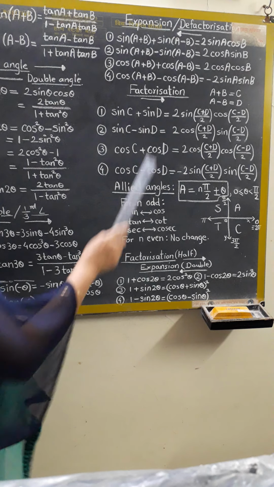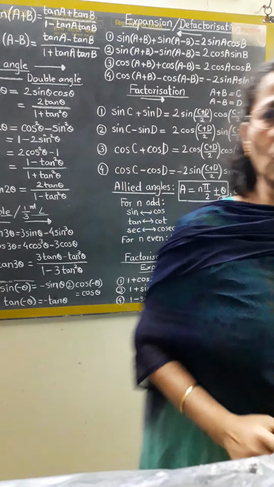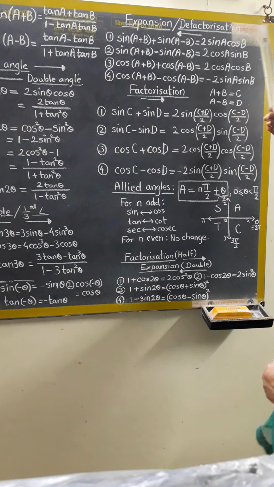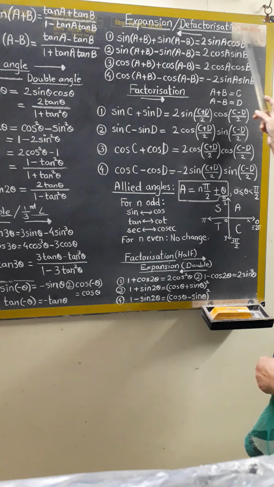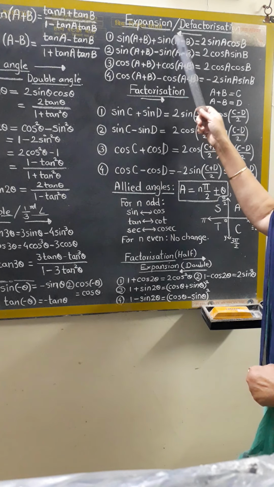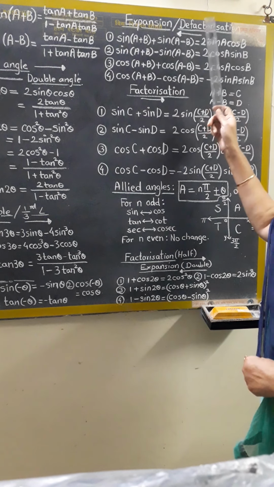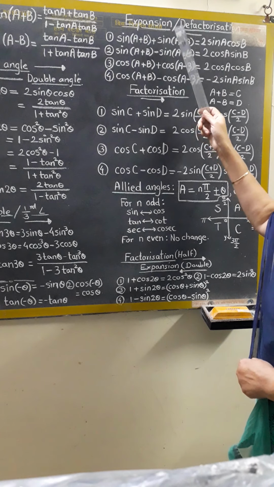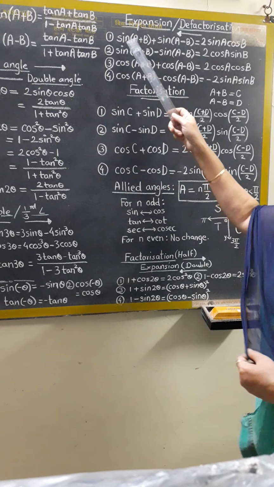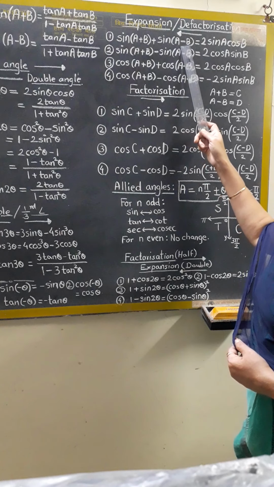Now we will start with the next set of formulae known as the expansion or defactorization formulae. The expansion or defactorization formulae, the arrow you can see which is from right to left means that the formulas are applied from right to left, but while reading it we will read it the way we have written it: sine of A plus B plus sine of A minus B.